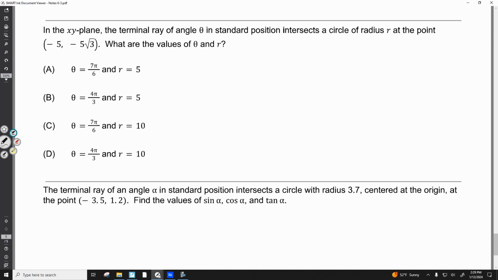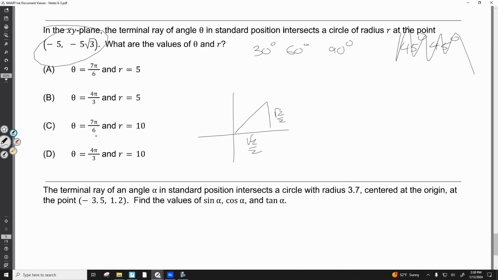Now, here's something that will help you if you're like, I have no idea. First thing is, we're only going to give you questions involving 30, 60, 90 triangles, okay? Or 45, 45, 90. Will this point intersect with a 45-degree angle? No way. Because if it was a 45-degree angle, we're talking about isosceles triangles where the x and the y are the same. The x and the y are not the same. So it's not a 45. It's got to be a 30, 60, 90.